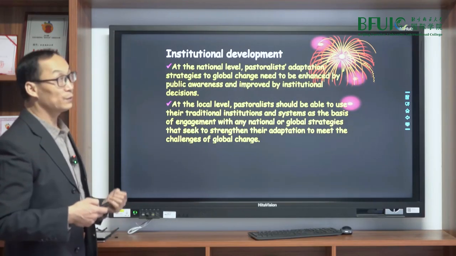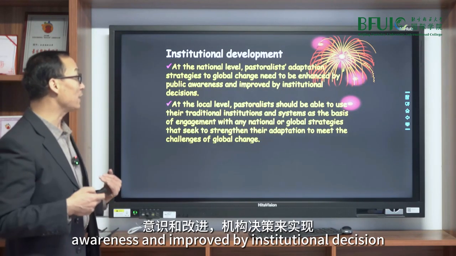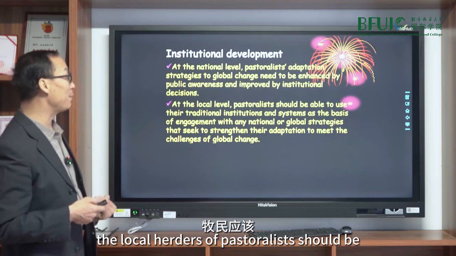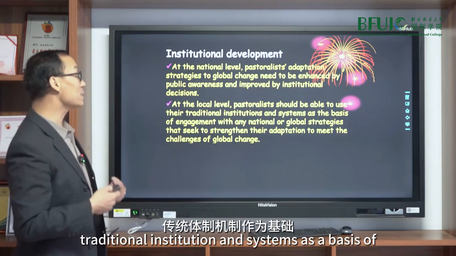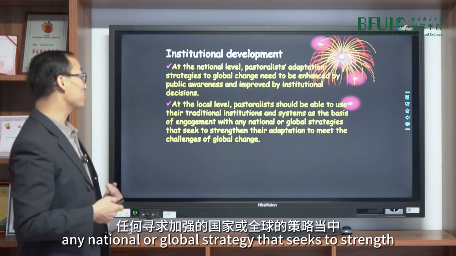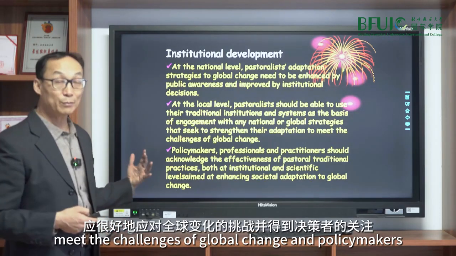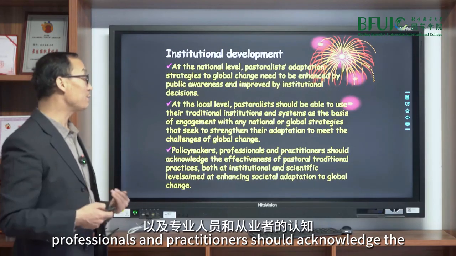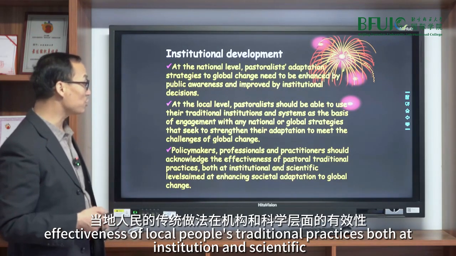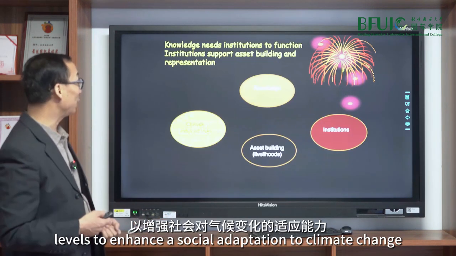At the national level, the local herders' adaptation strategy to climate change needs to be enhanced by public awareness and improved by institutional decisions. At the local level, the local herders or pastoralists should be able to use their traditional institutions and systems as a basis of engagement with any national or global strategies that seek to strengthen their adaptation to meet the challenges of global change. And policymakers, professionals, and practitioners should acknowledge the effectiveness of local people's traditional practices, both at institutional and scientific levels, to enhance social adaptation to climate change.